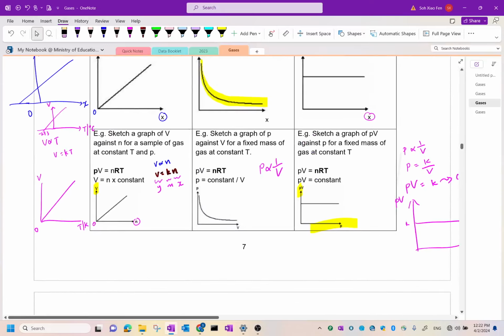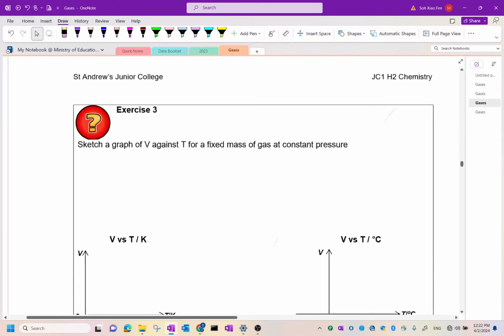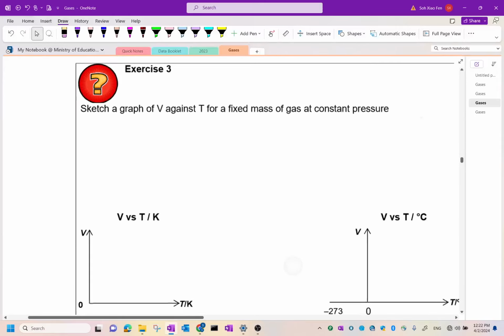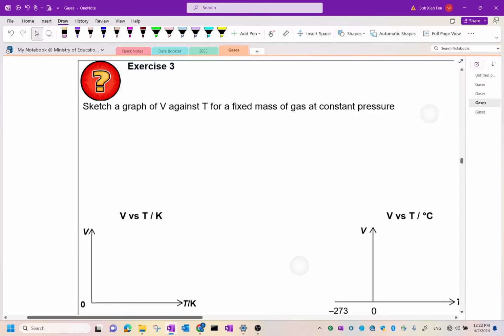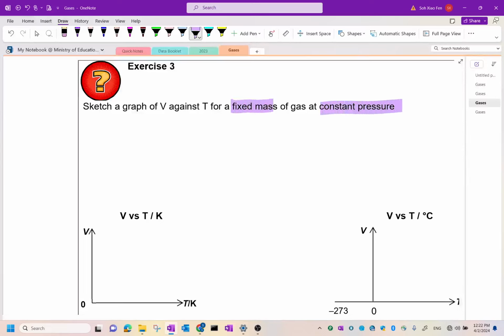Okay, so with that, let's try to do exercise 3. You are told to sketch a graph of V against T for a fixed mass of gas at constant P. So this would tell you that n is constant and P is constant, right? So if you were to look at the equation, PV equals nRT.